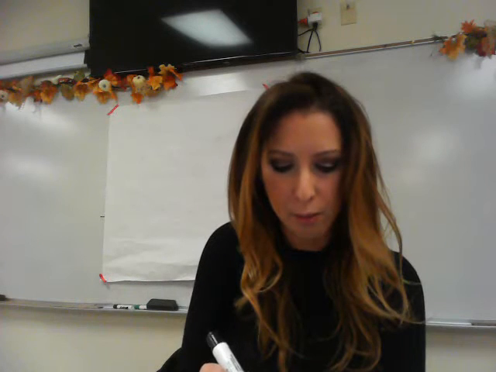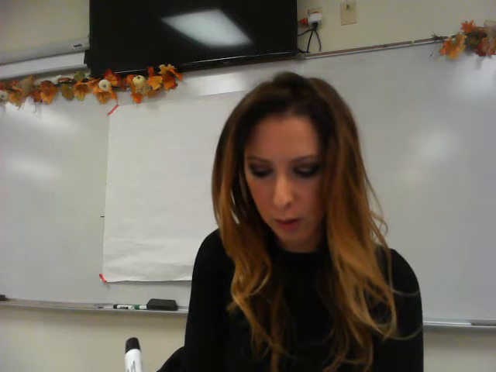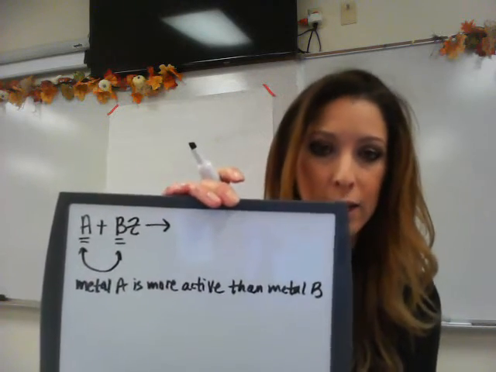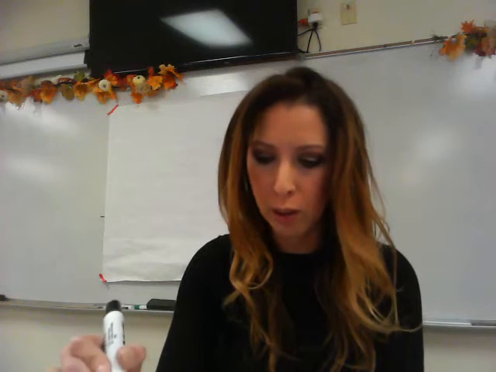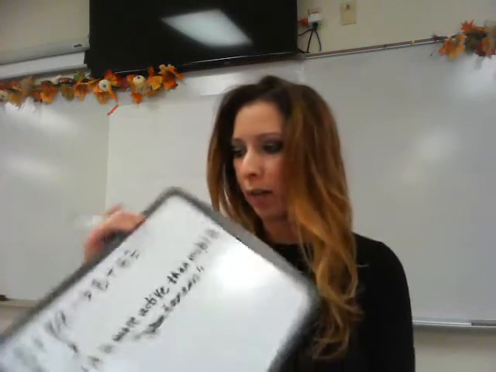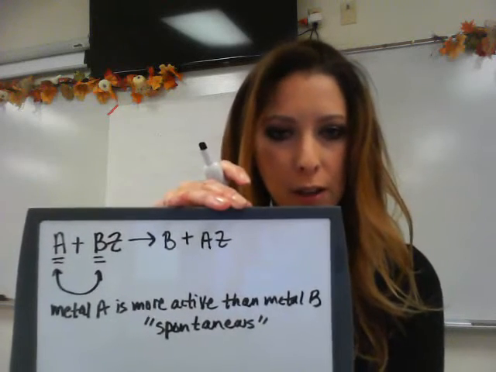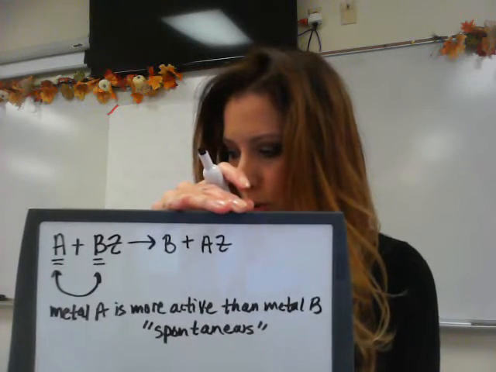So let's make a note that metal A is more active than metal B. That means this reaction will occur spontaneously, and A and B will switch places. So when they switch places, you'll kick out metal B by itself and you'll produce compound AZ. Remember, you need to list the metal first in the compound and the non-metal second, or the cation first and the anion second.